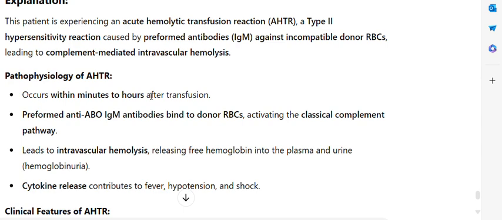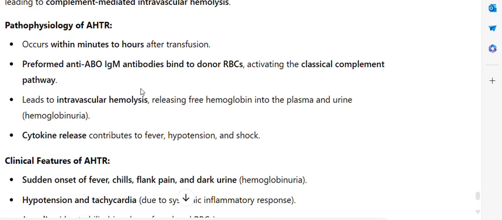Preformed anti-ABO IgM antibodies bind to donor RBCs, activating the classical complement pathway. This leads to intravascular hemolysis, releasing free hemoglobin into the plasma and urine, hemoglobinuria. Cytokine release contributes to fever, hypotension, and shock.